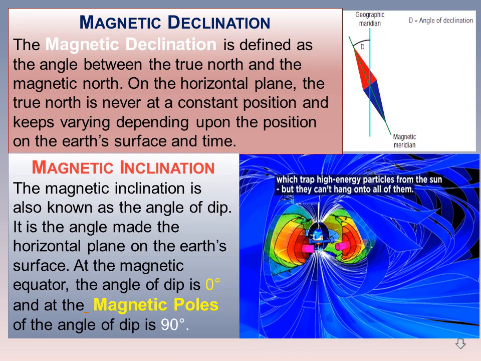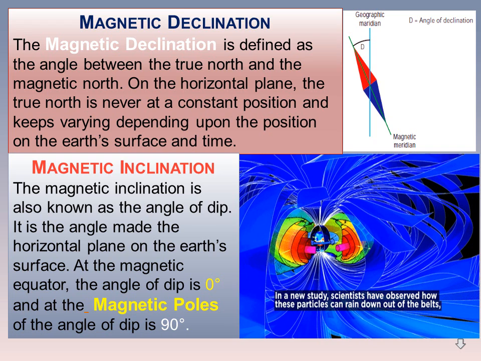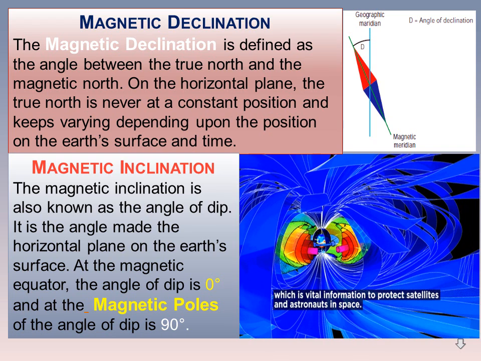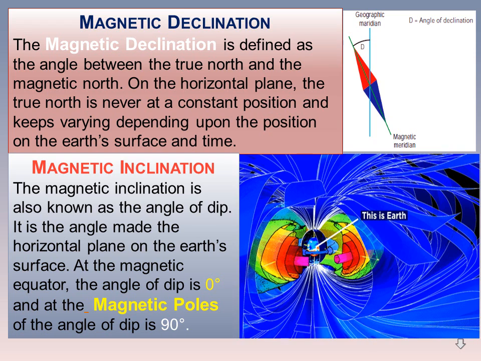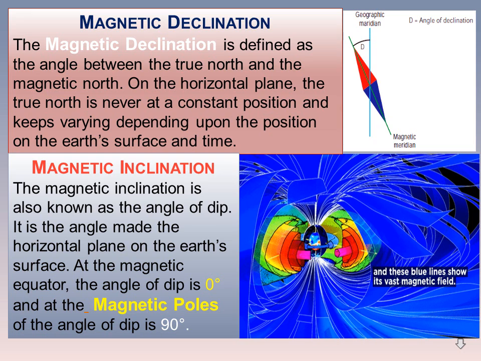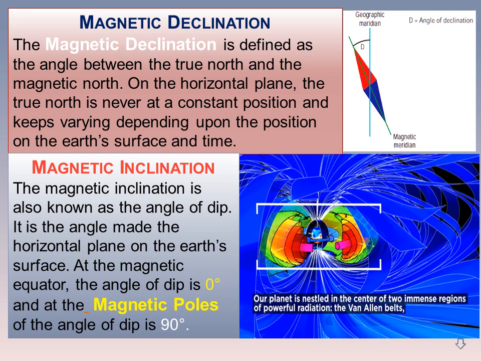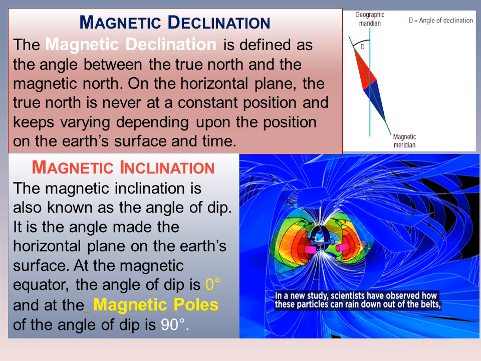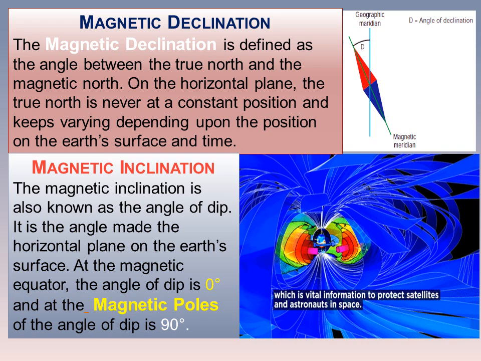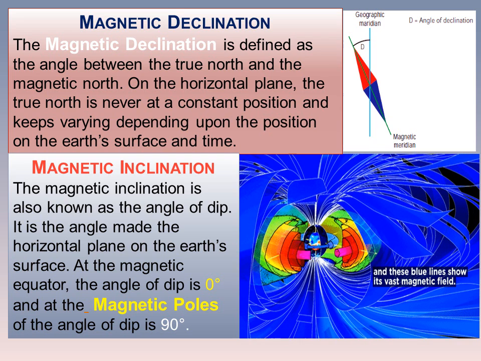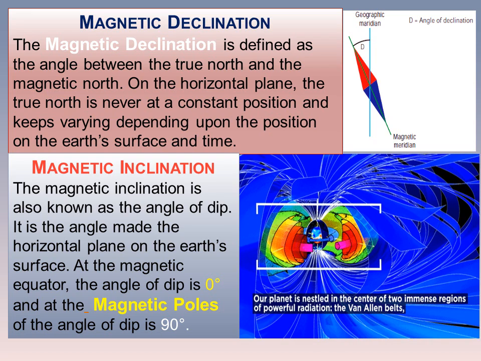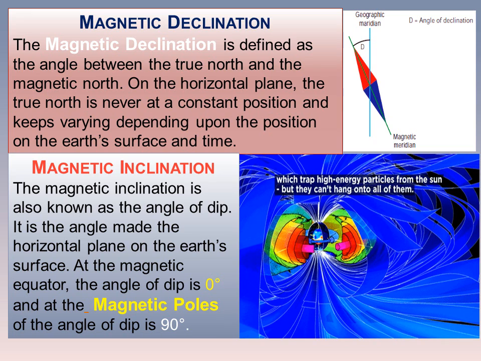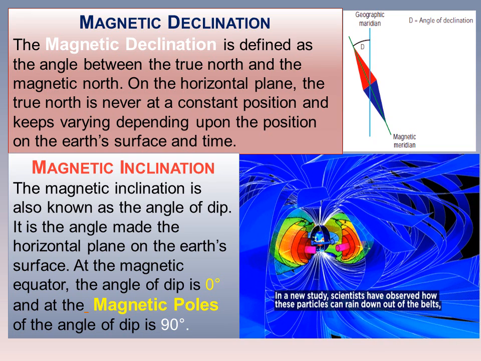In this picture you can see our Earth, which has a magnetic field, and these blue lines show its vastness. Our planet is nested in the center. Actually it is trapped with high energy. In a new study, our scientists show very vital information for us. This shows our planet is totally covered with immense radiation.